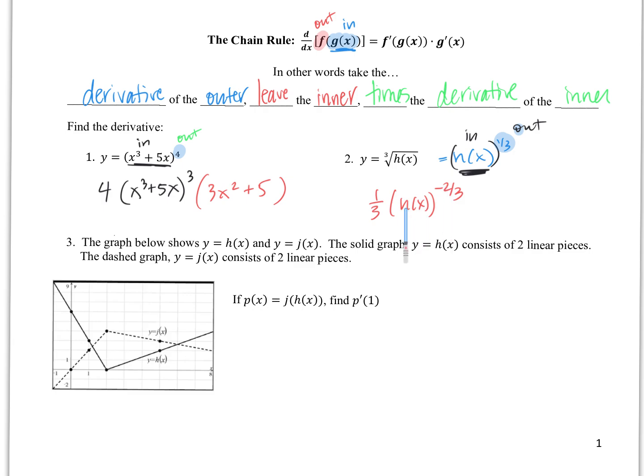Campbell, perfect. Then Cam, it says take the derivative of the outer, leave the inner. Now we got to multiply by the derivative of the inner. If my inner is h, what are you going to call the derivative of the inner? h prime of x. Done.